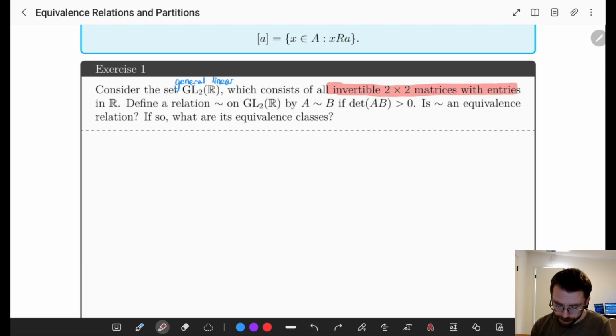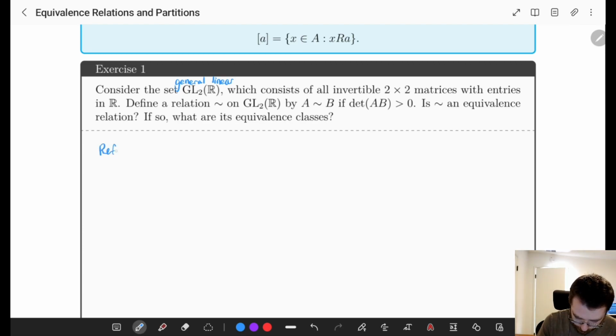That's why the real numbers are sitting there. And I can define a relation, I'm going to call it tilde, on this set by saying two matrices A and B are related if and only if, by the way, sometimes people don't write if and only if, they just write if, but it's taken as a definition, so it's intended to go both ways. If and only if the determinant of their product is positive. Is this an equivalence relation, and if so, what are the equivalence classes? Well, let's check. So we'll need to check reflexive, symmetric, and transitive. Reflexivity would say that a matrix is related to itself.